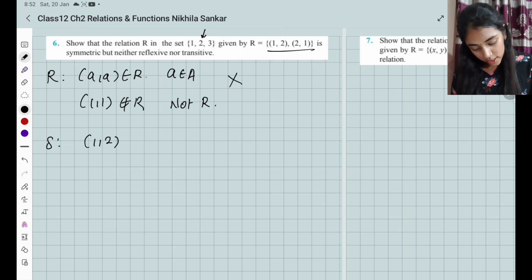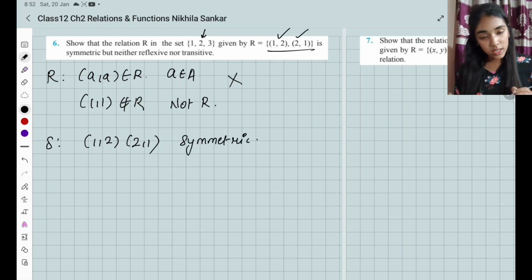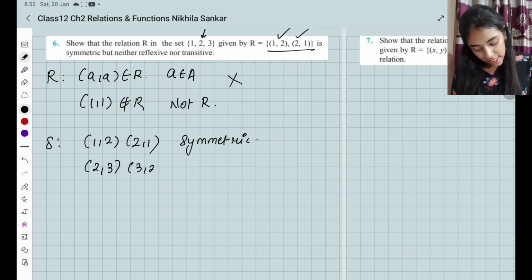இப்போ symmetric, you have 1 comma 2, 2, 1. So you have 1, 2 and 2, 1. So this is going to be symmetric. இப்போதான் நான் சொன்னேன் 1, 2, 2, 1 இருக்கு. But do you have 2, 3 and 3, 2 இது இல்ல. But why do we still say it's symmetric?